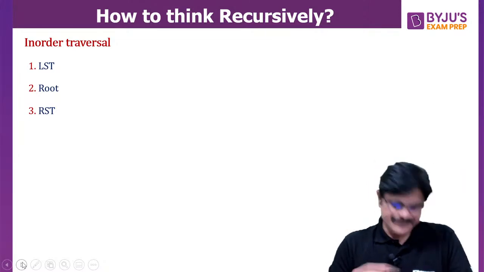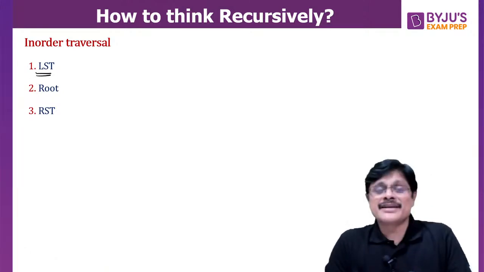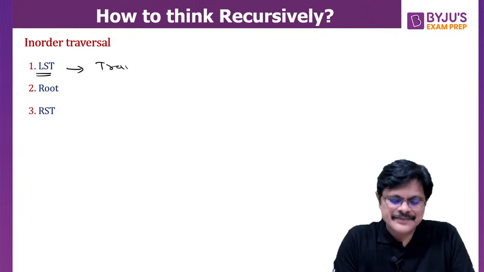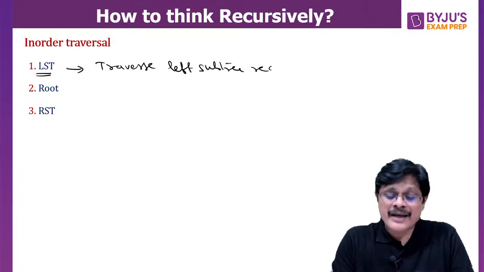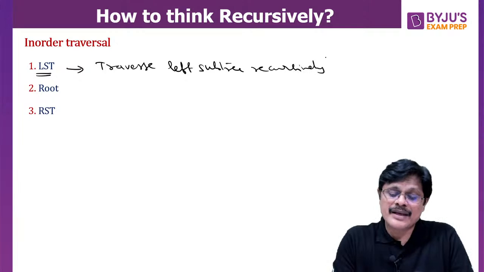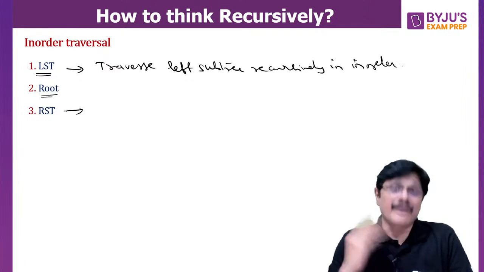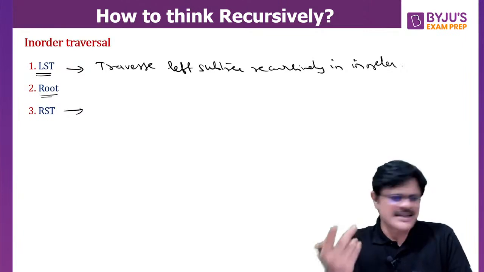In-order traversal. See, for in-order traversal, how do you traverse, sir? First, we traverse the left subtree recursively in order. Then we visit the root node. Then we traverse the right subtree recursively in order. That is the story, my dear friends.